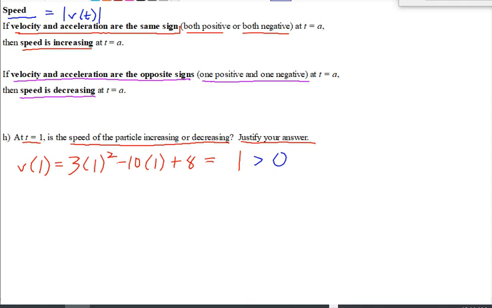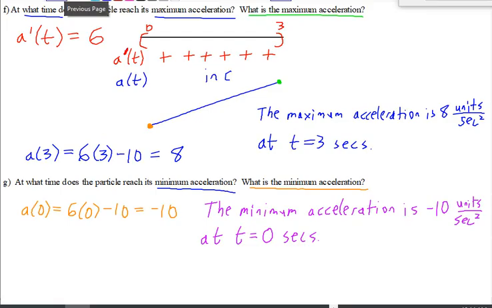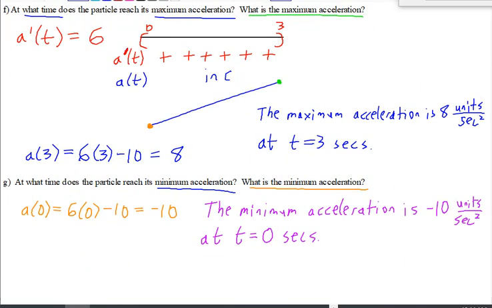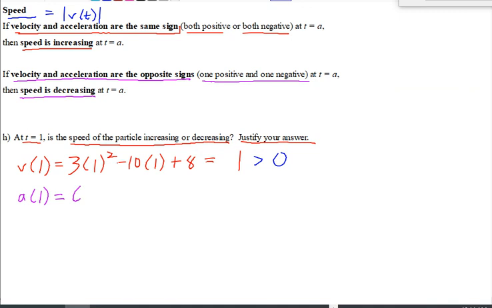But we also need to know the acceleration at time 1. A of 1, remember our acceleration function, was 6t minus 10. So 6 times 1 minus 10 gives you 6 minus 10, which is negative 4. And that's less than 0. So in this case, they're opposite signs. They're working against each other, so speed is decreasing.